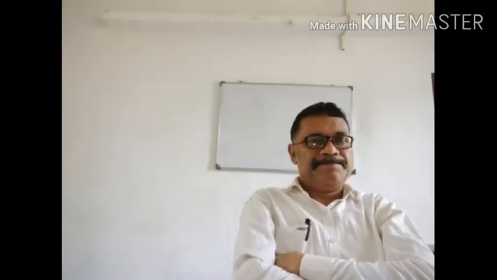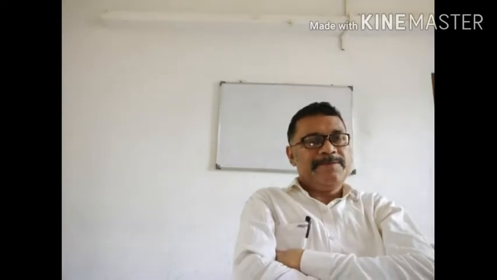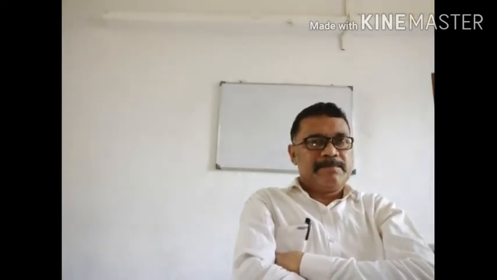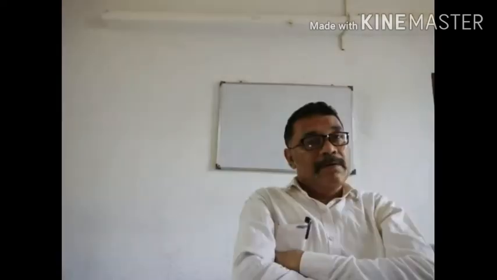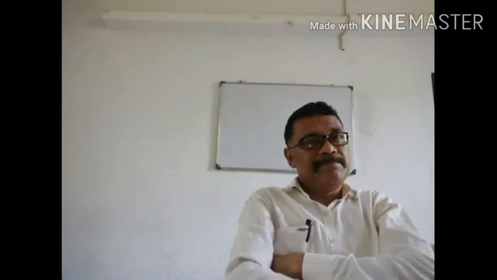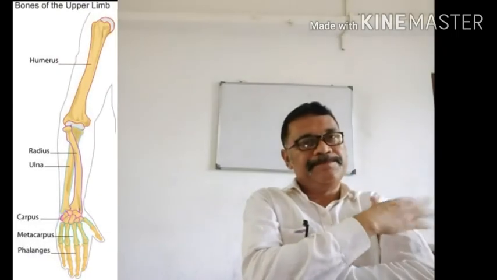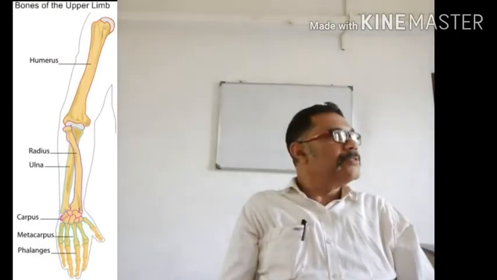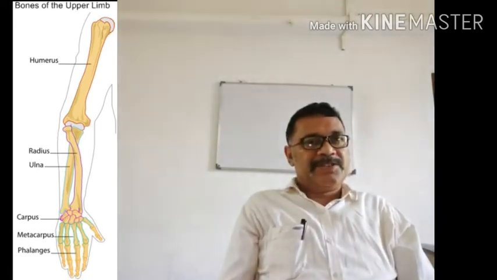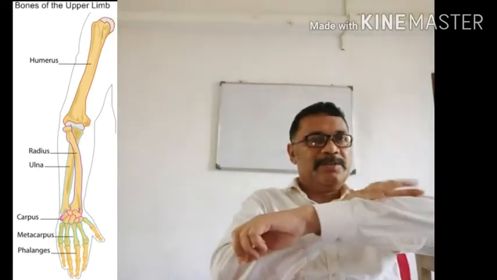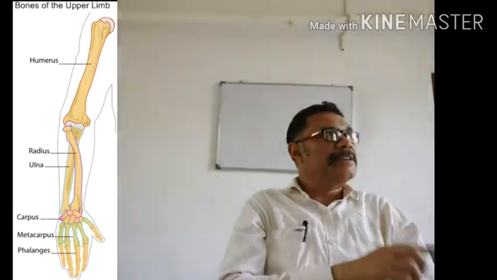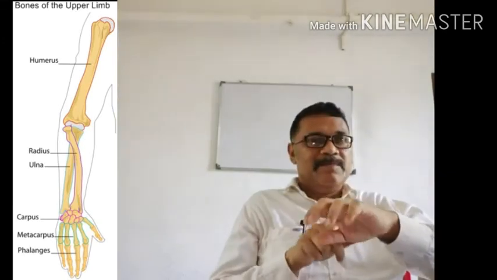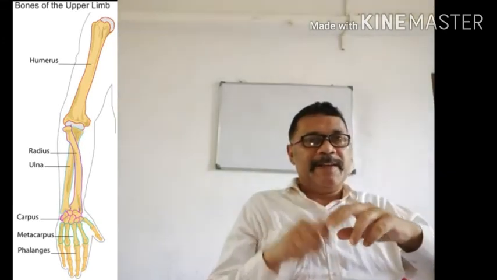Now, our forelimb, each forelimb is made up of a number of bones. Humerus in this portion. After that, radius and ulna in this portion. And after that, carpal, metacarpal and phalanges.